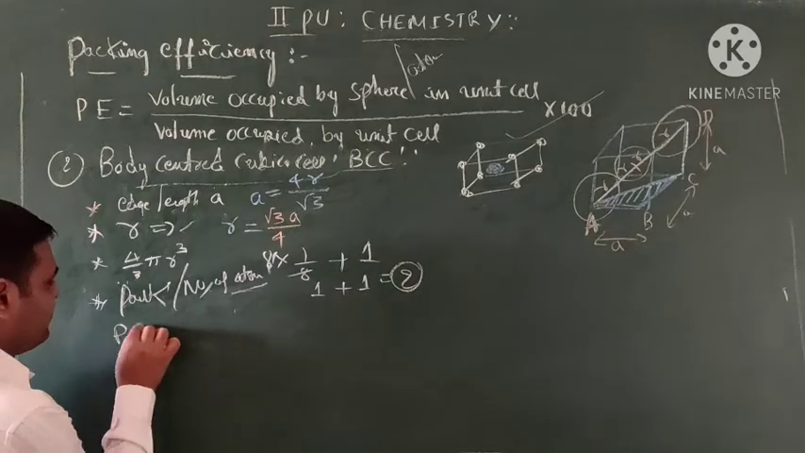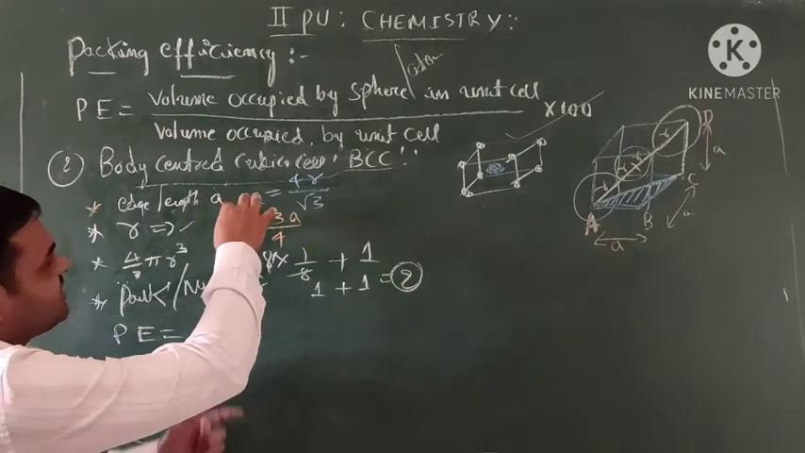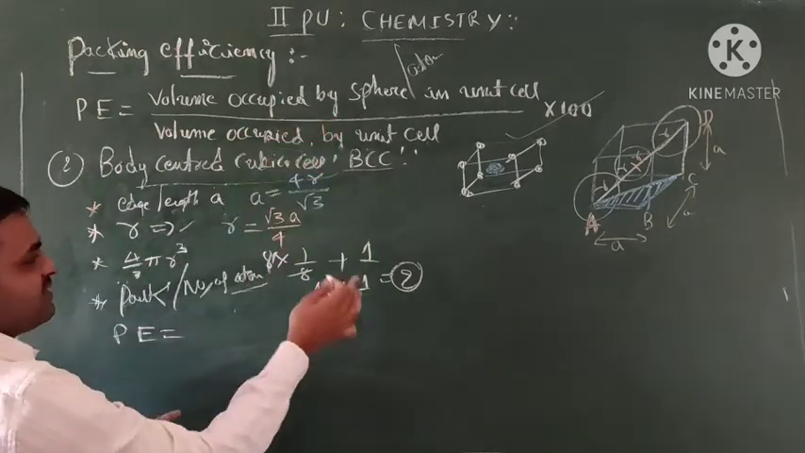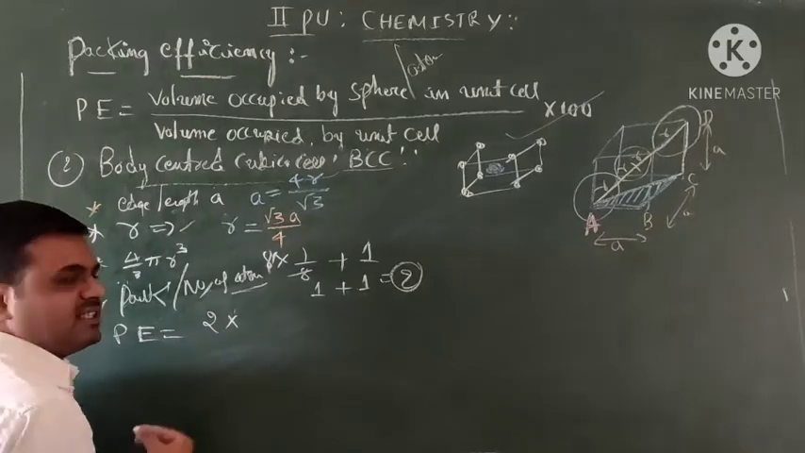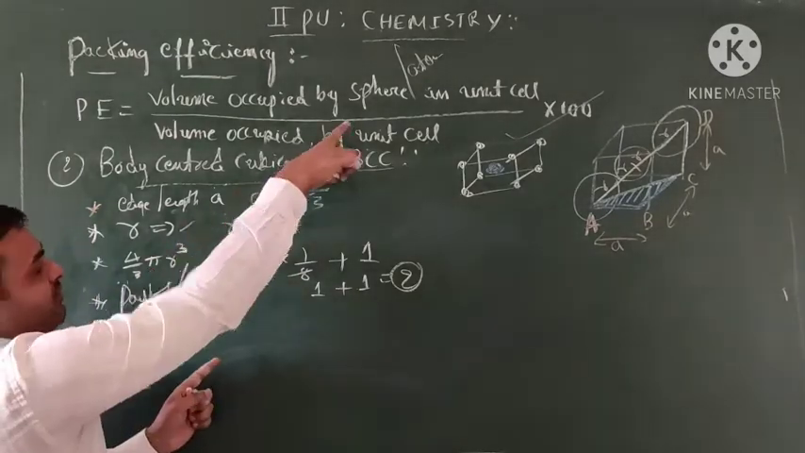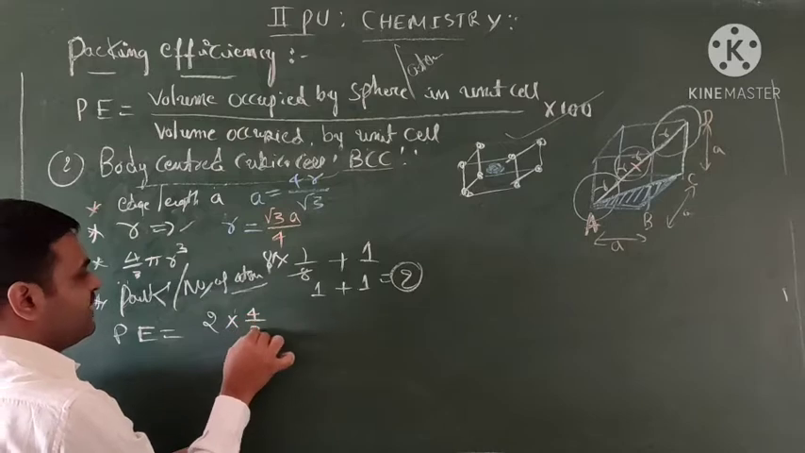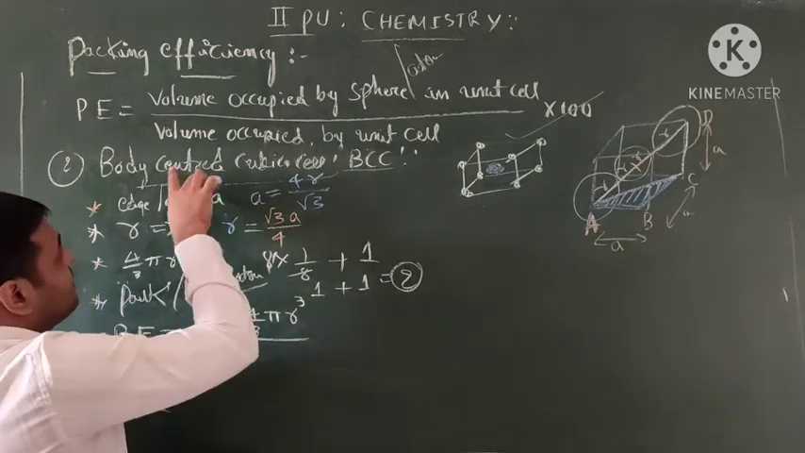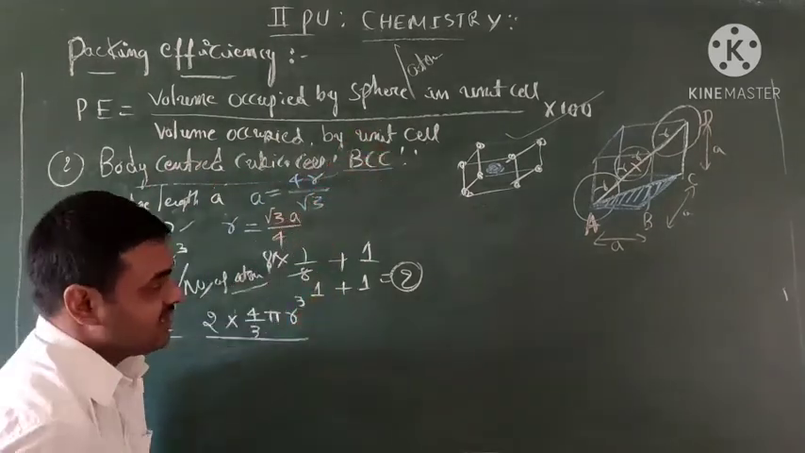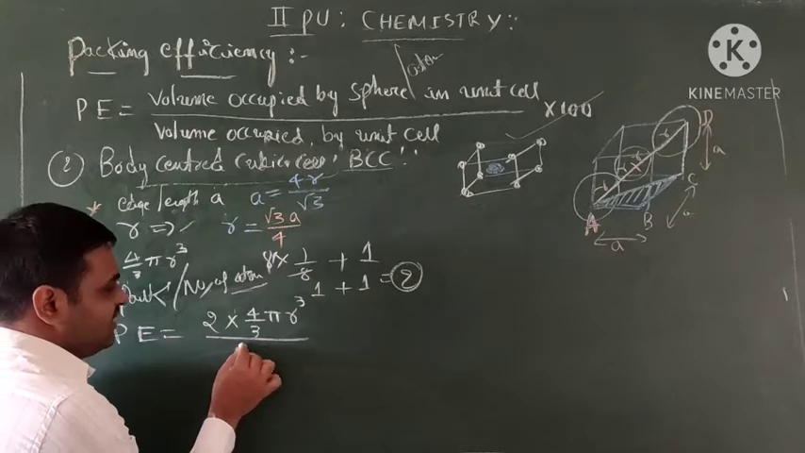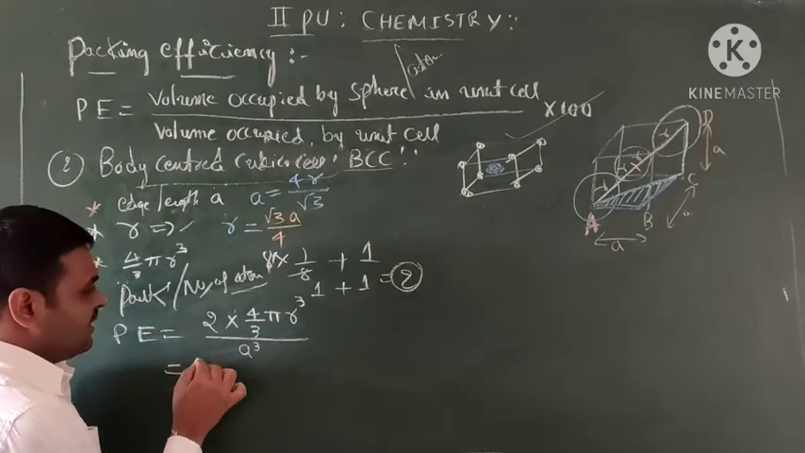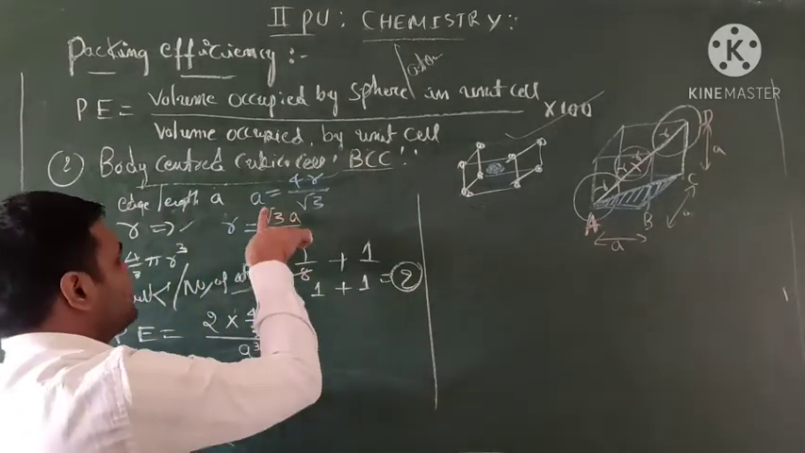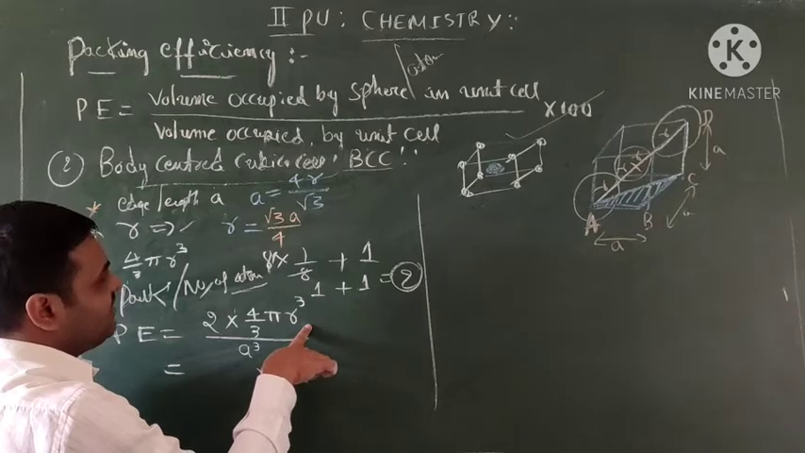Now get the packing efficiency for the body centered cubic cell. The volume occupied by the spheres: the number of spheres is 2. The volume of a sphere in a unit cell is 4 by 3 pi r cube, divided by the volume occupied by a unit cell. The volume of the unit cell is a cube. Students, you can solve in two ways: insert the value of r, or insert the value of a. Now you can get the values.